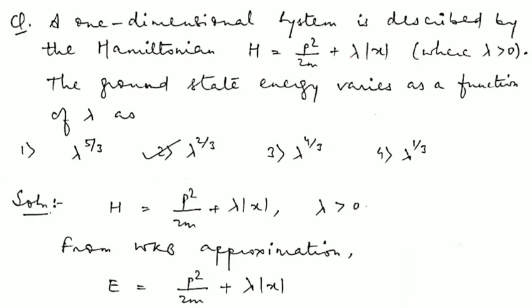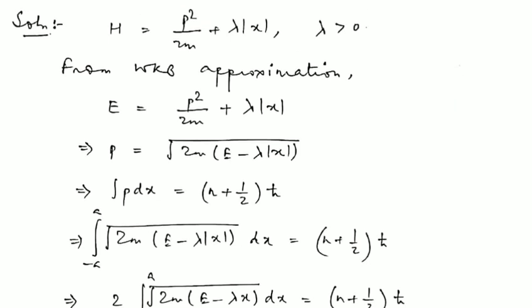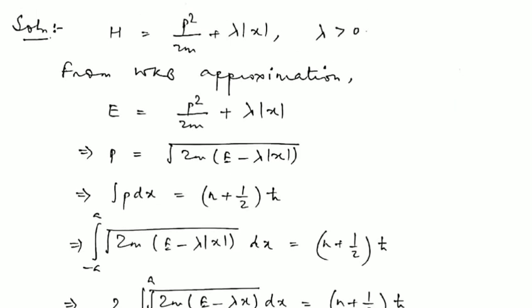In WKB approximation, we take a semi-classical approach rather than a purely quantum approach and say that the Hamiltonian itself can be approximated as the energy of the system. And we write E is equal to p squared by 2m plus the potential, which is lambda times mod of x in this particular case. Using this equation, we can find out the p in terms of E and lambda, which is p is equal to root over 2m into E minus lambda times mod of x.